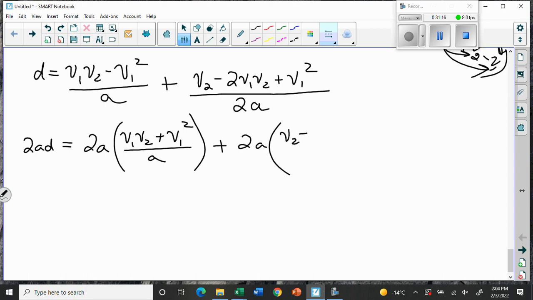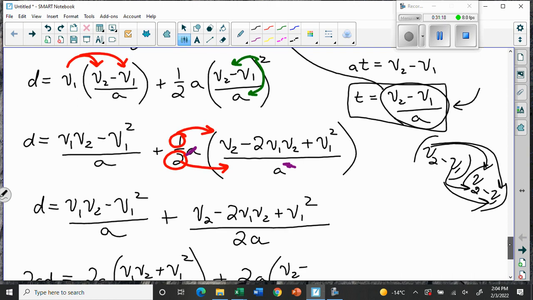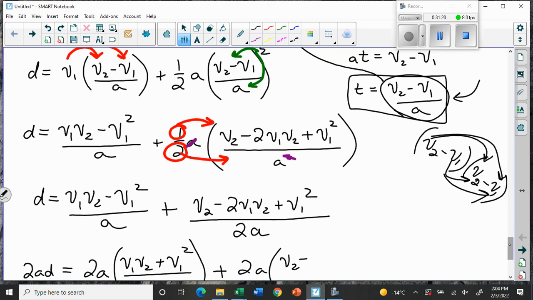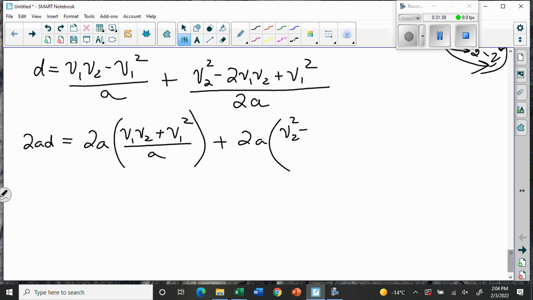I think I missed something here. Let me go back. Yep, I did. My mistake. This v2 is supposed to be v2 squared right there. I forgot the square and I didn't carry it through, and I noticed it now. Better late than never, right? v2 squared minus 2 v1 v2 plus v1 squared. Make that correction so we don't end up in a mess when we get down to here.